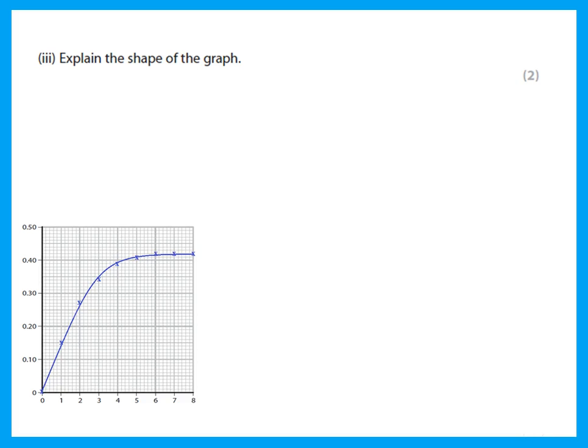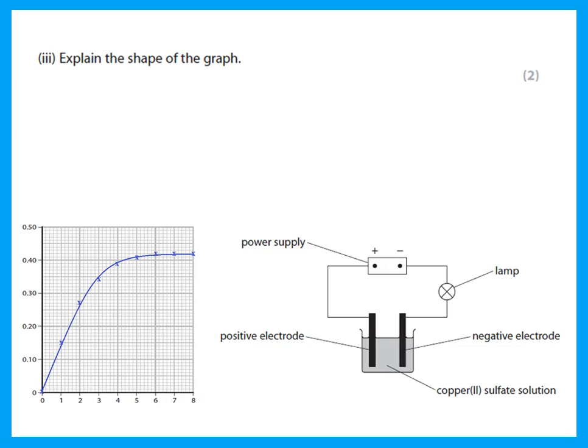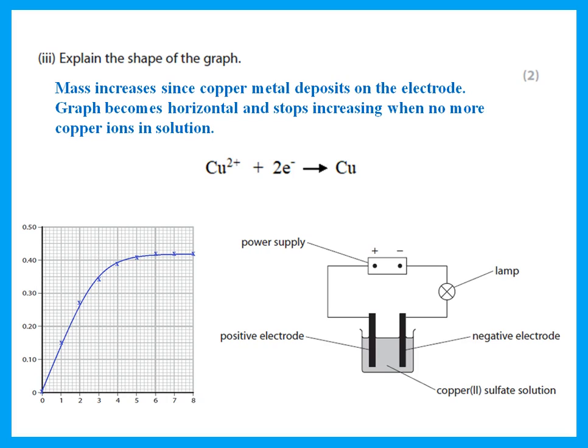Explain the shape of the graph. This was the shape of the graph. Now, what is happening in the graph? The mass is increasing and then it stops increasing. So at the beginning, it's increasing because the copper ions gain electrons, become copper, and it deposits on the negative electrode. So the mass increases, since the copper metal deposits on the electrode.